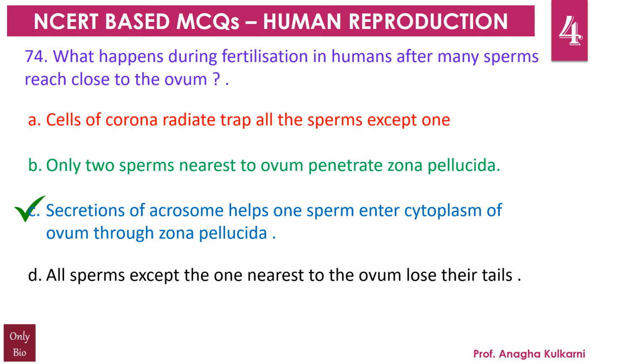So what exactly happens during fertilization? When many sperms reach close to the ovum, the secretions of the acrosome help one sperm to enter the cytoplasm of the ovum through zona pellucida. So that's the right answer.